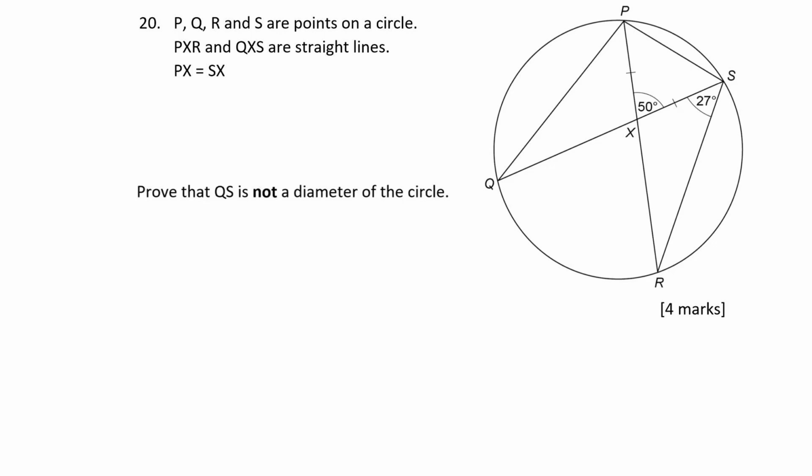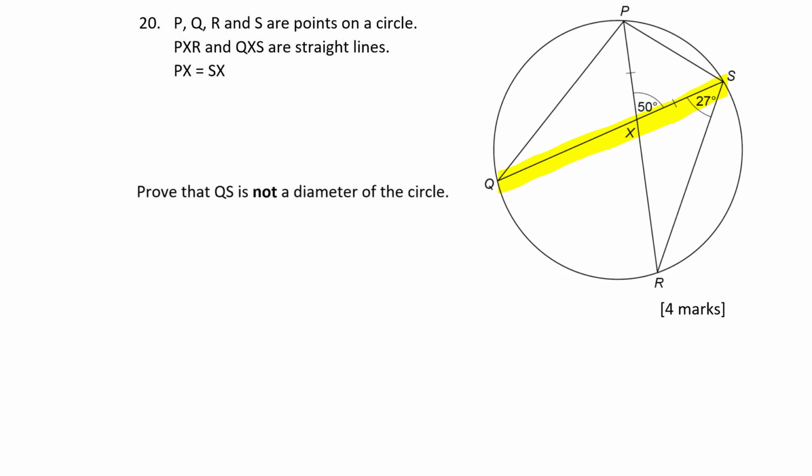Question 20. P, Q, R and S are points on a circle. PXR and QXS are straight lines, and we're told that PX is equal to SX. Okay, so we need to prove that QS is not a diameter of the circle. So if this is not a diameter, then it doesn't pass through the origin.